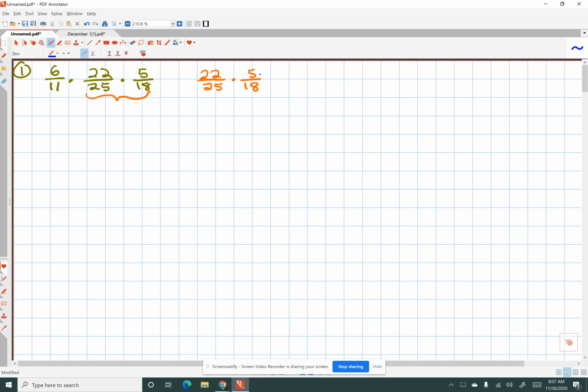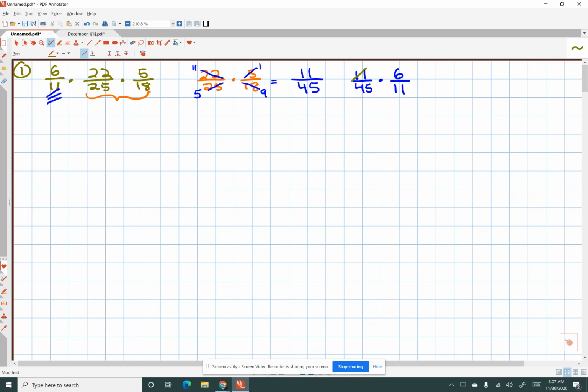I see that 5 is a factor of 25. So 5 divided by 5 is 1, and 25 divided by 5 is 5. I see that 18 and 22 are both divisible by 2. So 18 divided by 2 is 9. 22 divided by 2 is 11. So 11 times 1 is 11. 9 times 5 is 45. Now I still have to do this 6/11. I have to multiply that. So I'll take this answer, 11/45 times 6/11.